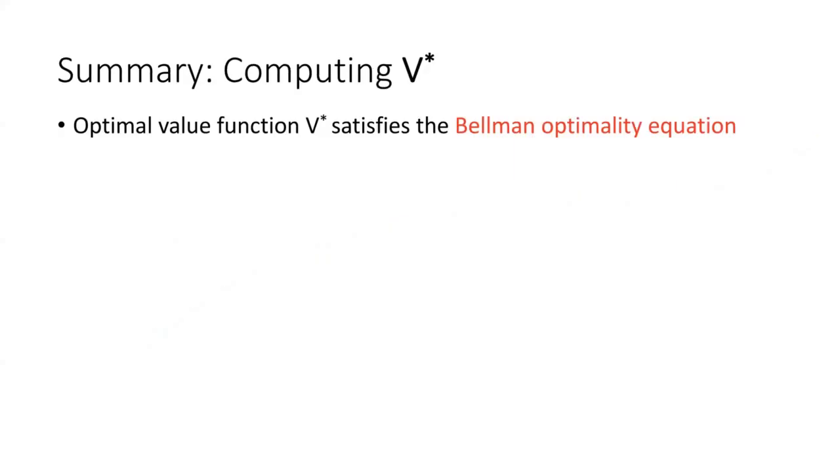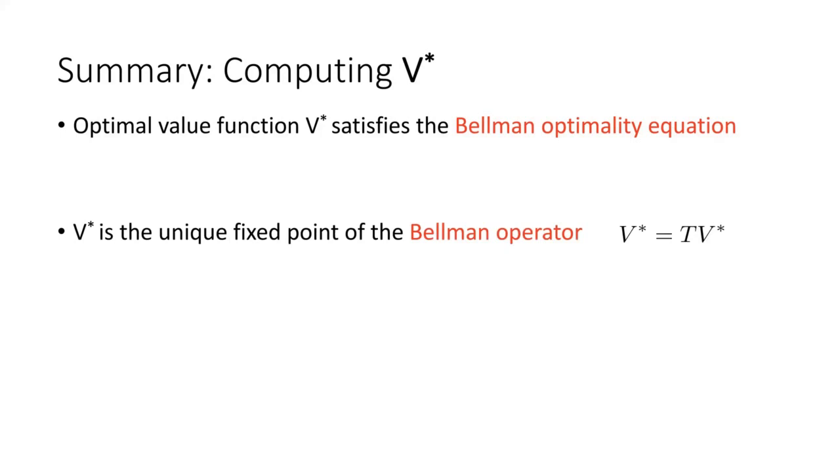So let me quickly summarize what we have discussed so far. Our goal is computing the value function V star, and the optimal value function satisfies the Bellman optimality equation. The optimal value function is also the unique fixed point of the Bellman operator. And how do we compute this? We can compute this by an approach called value iteration: you take the Bellman operator and iterate by making an initial guess, and that will converge to the optimal value function.